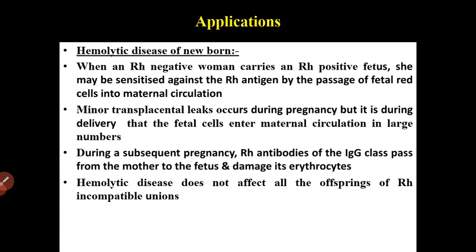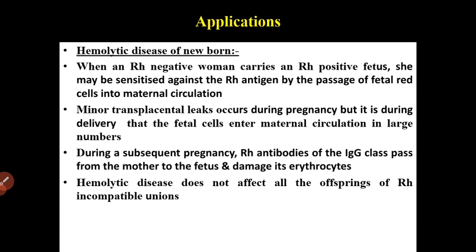Third, number of pregnancies. The first child usually escapes disease because sensitization occurs only during its delivery. The risk to the infant increases with each successive pregnancy. Fine. Now, zygosity of the father. An individual may be homozygous or heterozygous with respect to the D antigen. When the father is homozygous, all his children will be Rh positive. When he is heterozygous, half his children will be Rh positive. Fine.